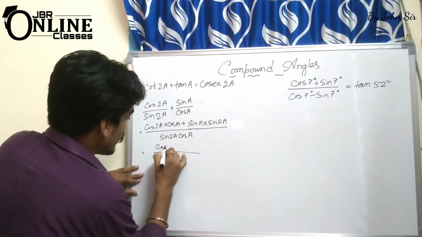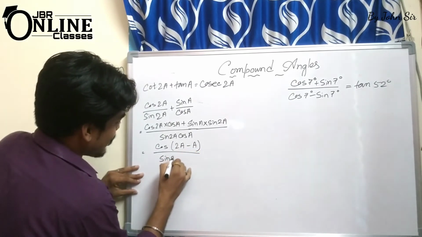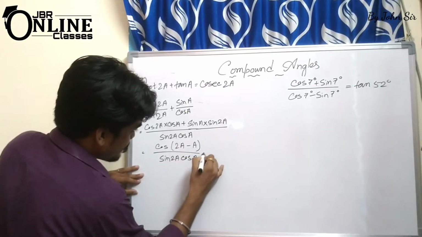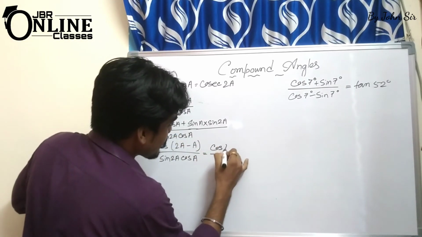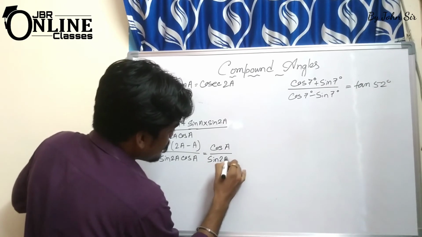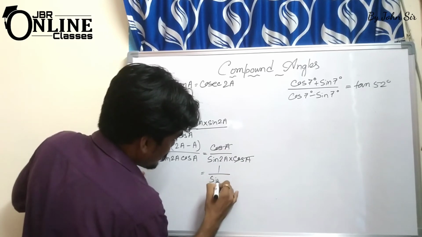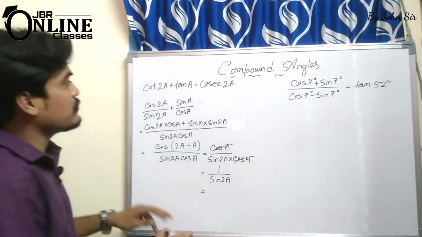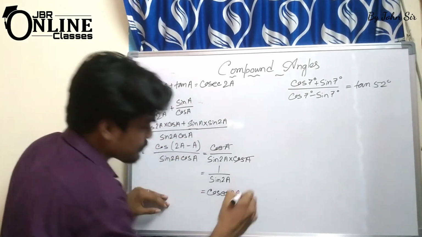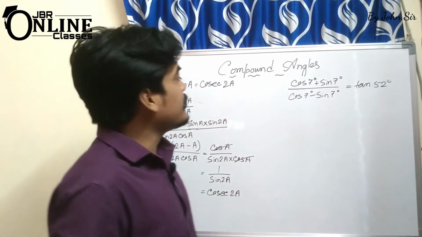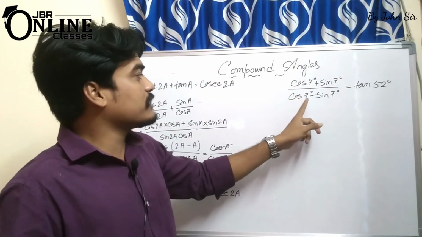So that is the formula of cos(2a − a), and here sin 2a into cos a. So cos(2a − a) will be cos a, and in the denominator sin 2a into cos a. So here cos a will be cancelled out. So 1 by sin 2a, that means cosec 2a. So write down here cosec 2a. So it's proved.